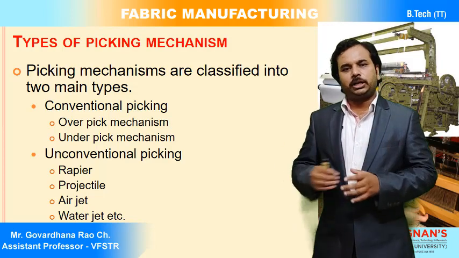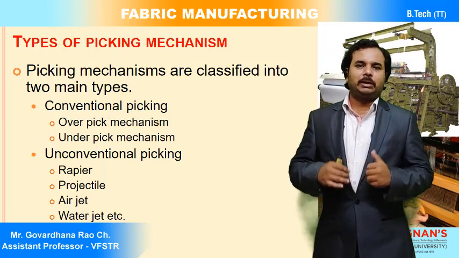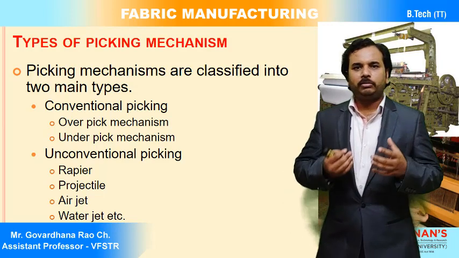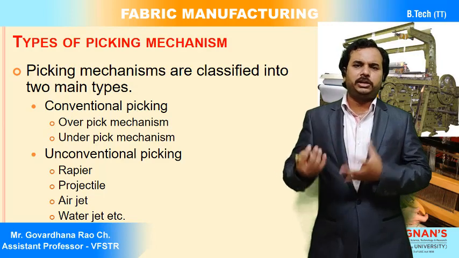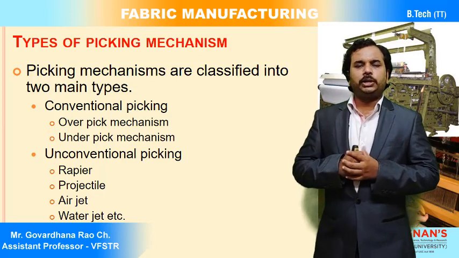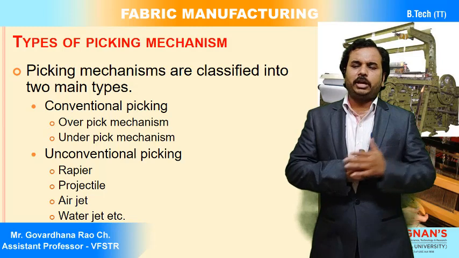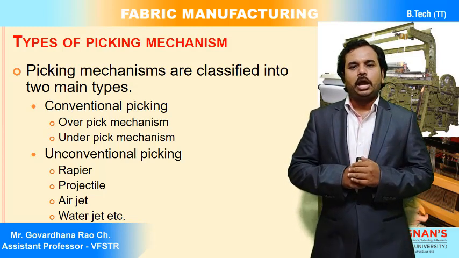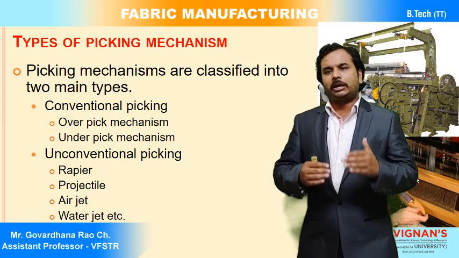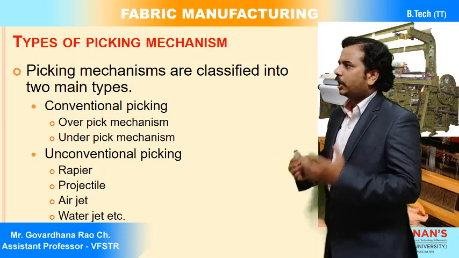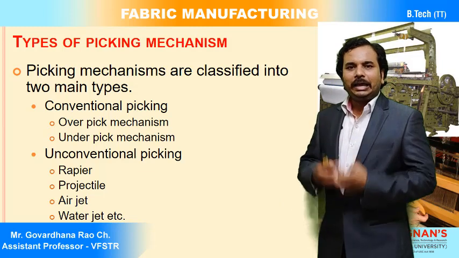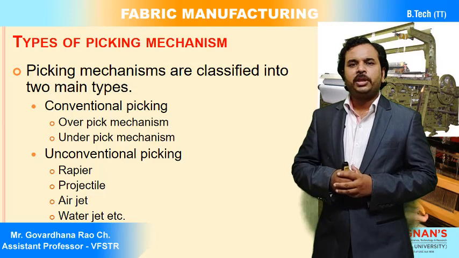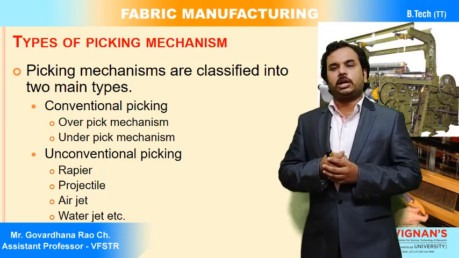Now in the further units, we are going to discuss all the unconventional types of picking mechanisms, picking motions or picking phases, all in the next units. So particularly here we are going to discuss the over pick mechanism and under pick mechanism. And unconventional looms or unconventional picking systems are like rapier, projectile, air jet and water jet. These come under the fluid jet category. And there are multi-phase weavings also.